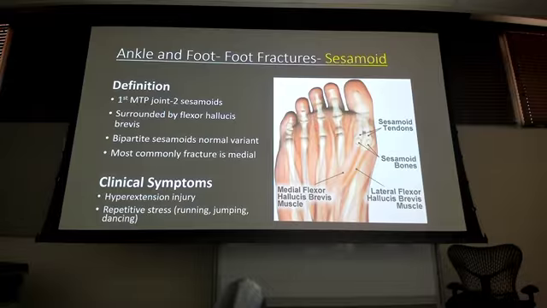So we might have to order some different scans if we suspect this. Most commonly, it's going to be the more medial sesamoid, this fracture. And you can see with hyperextension injuries, usually it's from repetitive stress in athletes is what we see it most with.